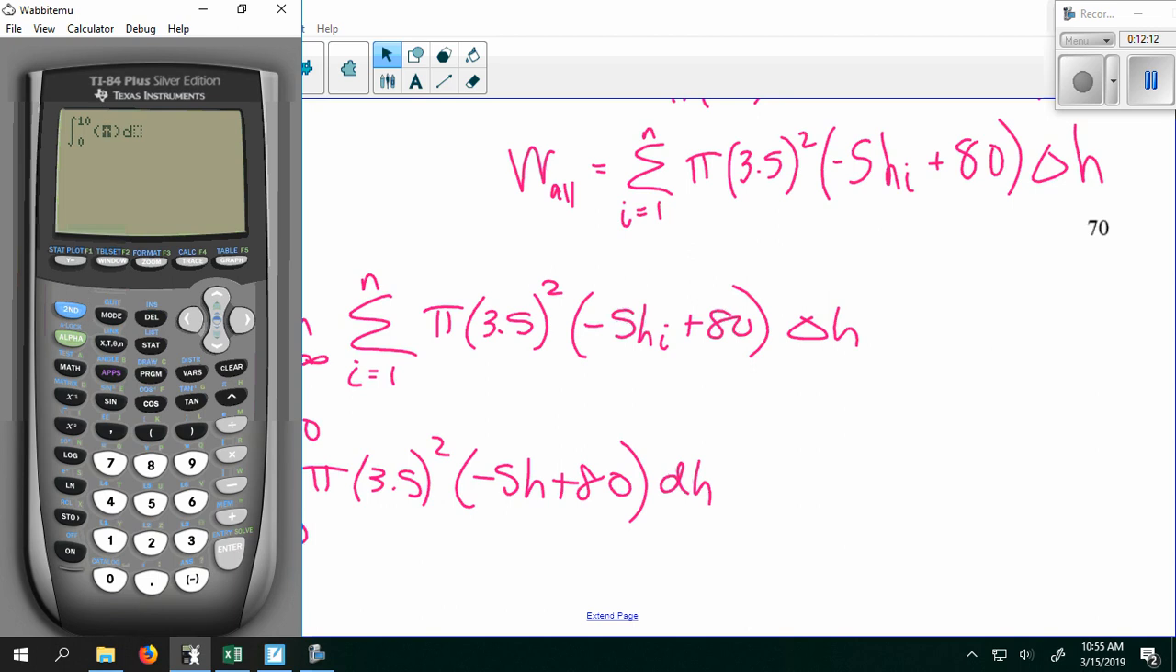pi times 3.5 squared times -5x plus 80 dx. I'm using x because that's the variable on my calculator. All right, that should do it. And I get about 21,166.48.